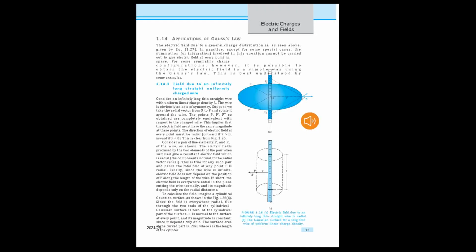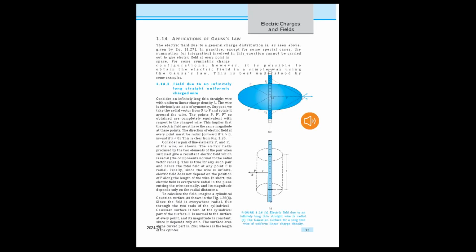Consider a pair of line elements P1 and P2 of the wire as shown. The electric fields produced by the two elements of the pair when summed give a resultant electric field which is radial. The components normal to the radial vector cancel. This is true for any such pair and hence the total field at any point P is radial. Finally, since the wire is infinite, electric field does not depend on the position of P along the length of the wire. In short, the electric field is everywhere radial in the plane cutting the wire normally, and its magnitude depends only on the radial distance r.